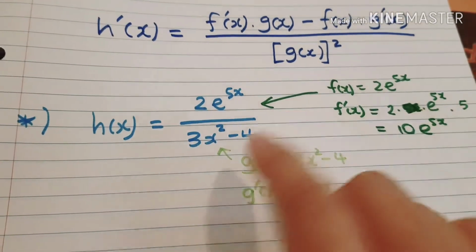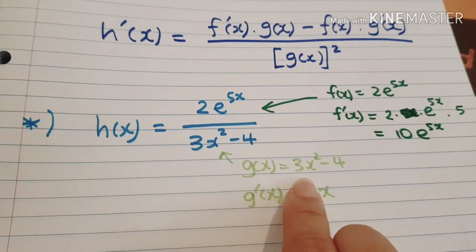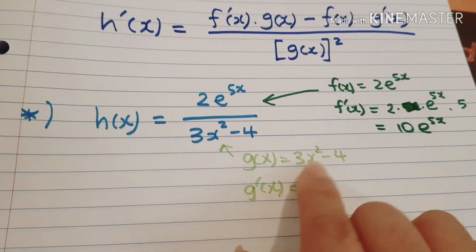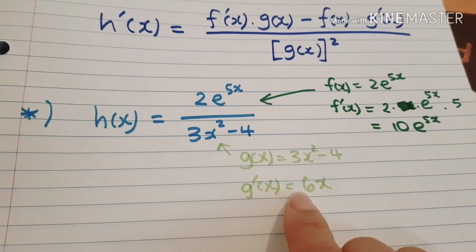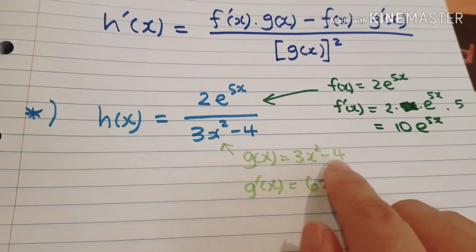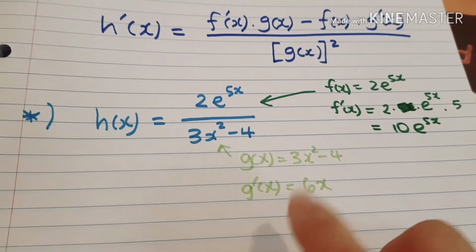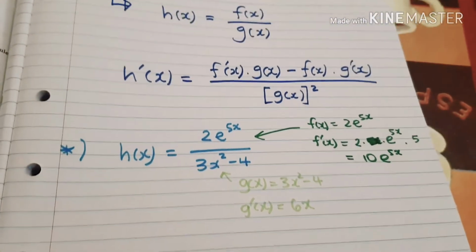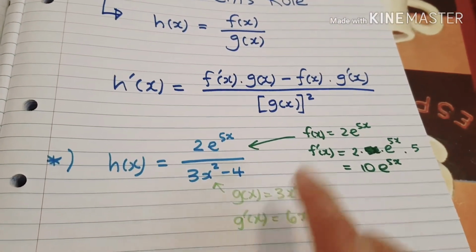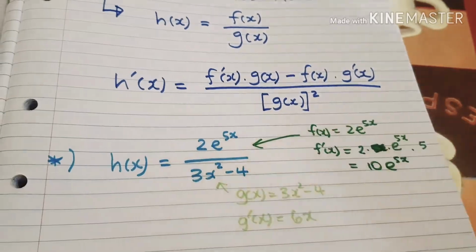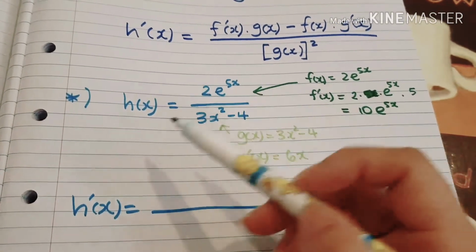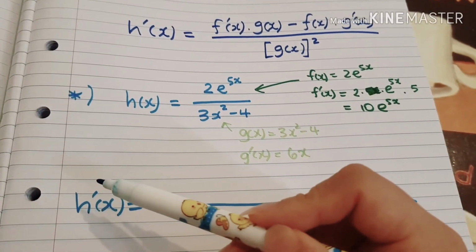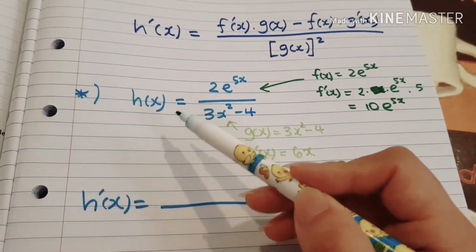Right, and simple thing. The bottom one is g(x), and if you differentiate it term by term, 2 comes down, 3 times 2 is 6x, right? And that disappears. So there you go. Okay, so I'm just going to follow the formula as it is. Let's have a go. I'm going to differentiate the h function, h dash.